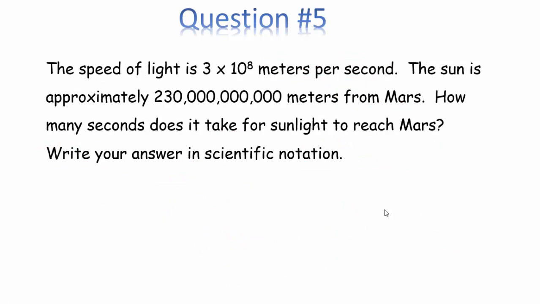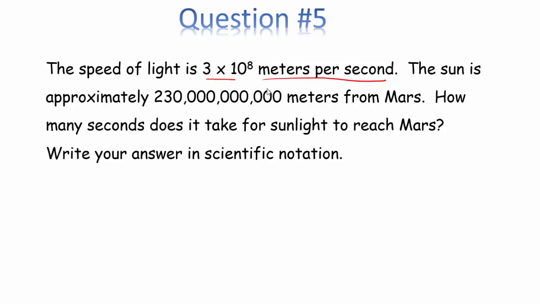All right, let's take a look at this. The speed of light is 3 times 10 to the 8th meters per second. 3 times 10 to the 8th meters per second. Already I'm like, wait a minute, this problem might be different. I have two quantities running around. I have meters and I have seconds.